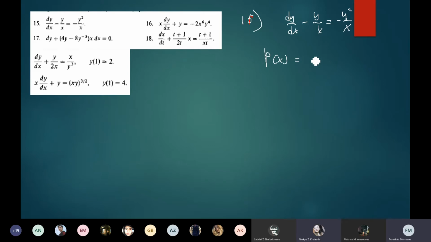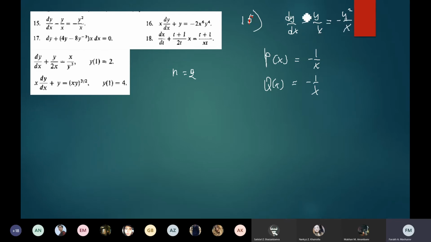P(x) is minus 1 over x. What will be Q(x)? It is also the same, minus 1 over x. Okay, cool. What is n here? n is equal to 2. Am I right? We always take the maximum. So we just choose the power of y which is on the right side.